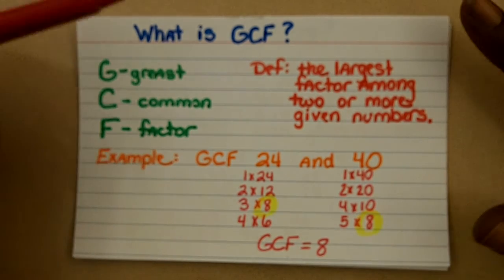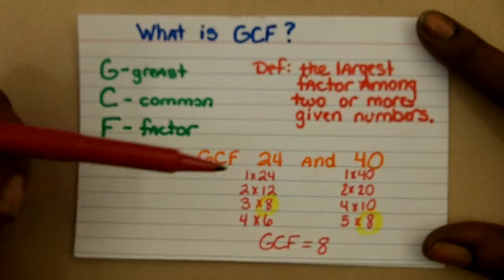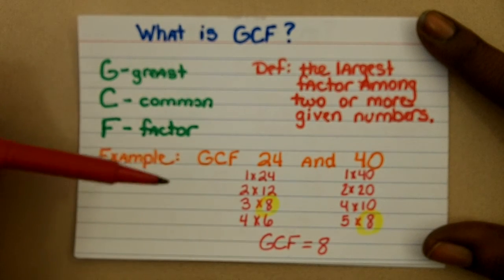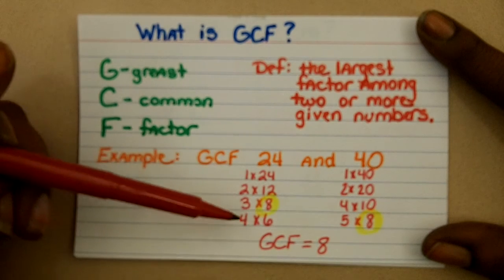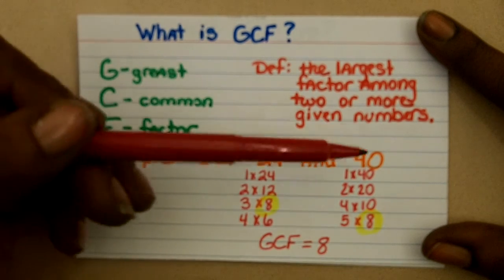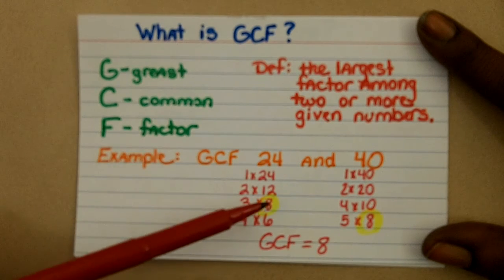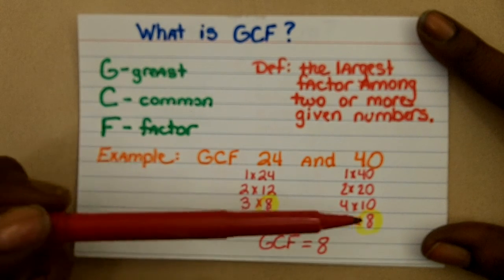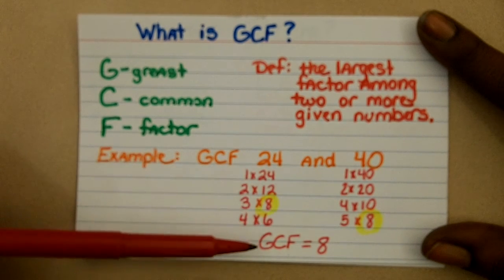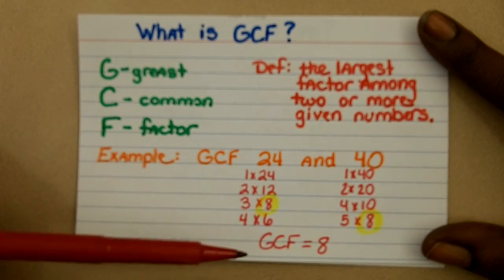So for example, if I asked you to find the GCF of 24 and 40, what you could do is list all the factor pairs for 24 as well as all the factor pairs for 40. Once you have written both lists, you will see that the number 8 appears on both lists. 8 is the largest number that appears on both lists. Therefore, 8 is the greatest common factor.